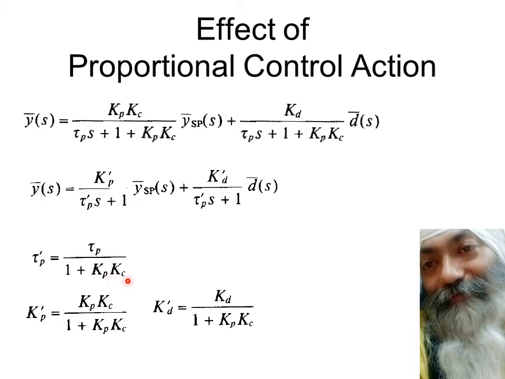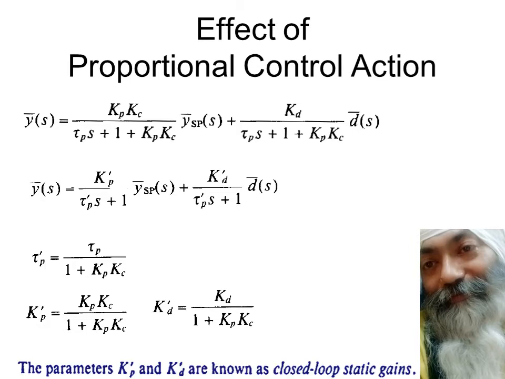And as the value of this Kc, the gain of proportional controller, goes on increasing, you can make it 1, you can make it 10, you can make it 100, the value of tau dash p will also go on becoming smaller and smaller. It means the system will become faster and faster. And so is the effect: not only is this time constant becoming smaller, so is the gain of the manipulated variable, so is the gain of the load or the disturbance. This is what we conclude from the mathematics of these equations so far.